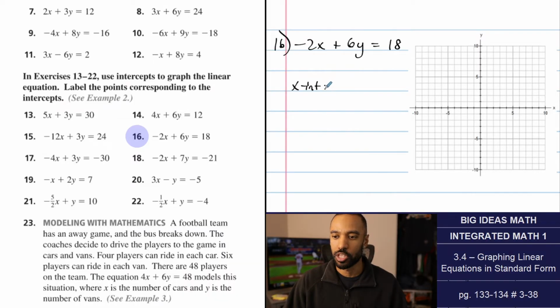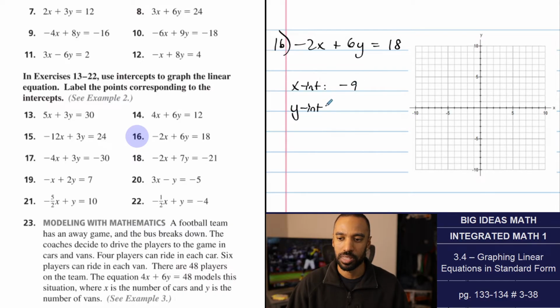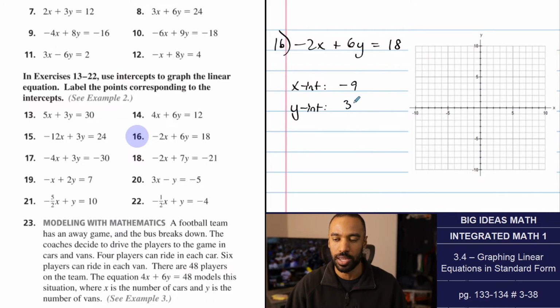Okay, I'm going to do this for this problem and this problem only. Mentally, negative 2x equals 18 is the equation. So divide by negative 2, x is negative 9. And the y-intercept, this says 6y equals 18 now. Divide by 6, and that's y equals 3. So those are the intercepts of negative 9 and 3.